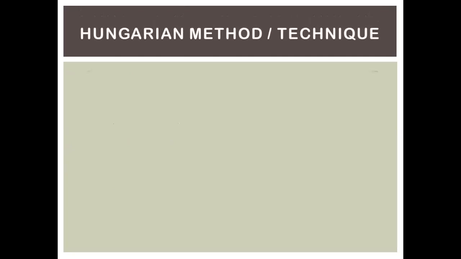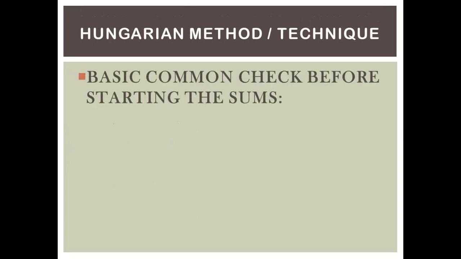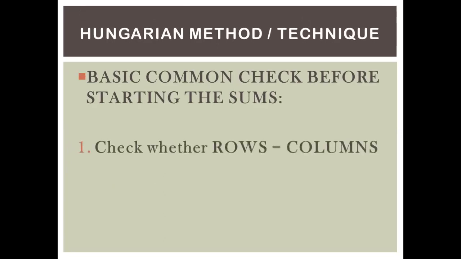Yes, but before that, this technique I had already taught you all in minimization as well. So whenever you solve the sum by Hungarian method, be it minimize or maximize, you have to do some basic common check before starting the sums. That is, check whether rows are equal to columns. If they are equal, it will be called a balanced problem. And if they are not equal, you know class what to do. Do you remember? Correct. You add a dummy row or a dummy column.